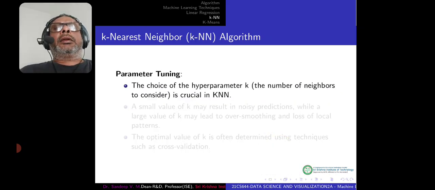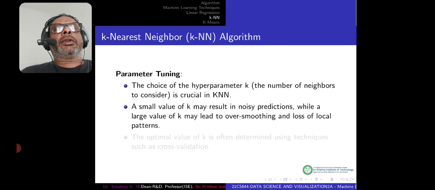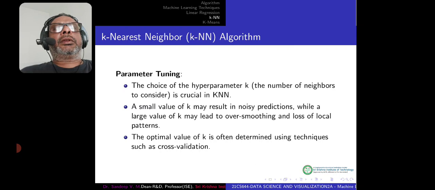Now the question is, what should be the value of k? That is called parameter tuning. Here the choice of hyperparameter k is crucial in this algorithm. A small k may result in noisy predictions, while a large k may lead to over smoothing and loss of local patterns. So the optimal value of k is often determined using a technique called cross validation.